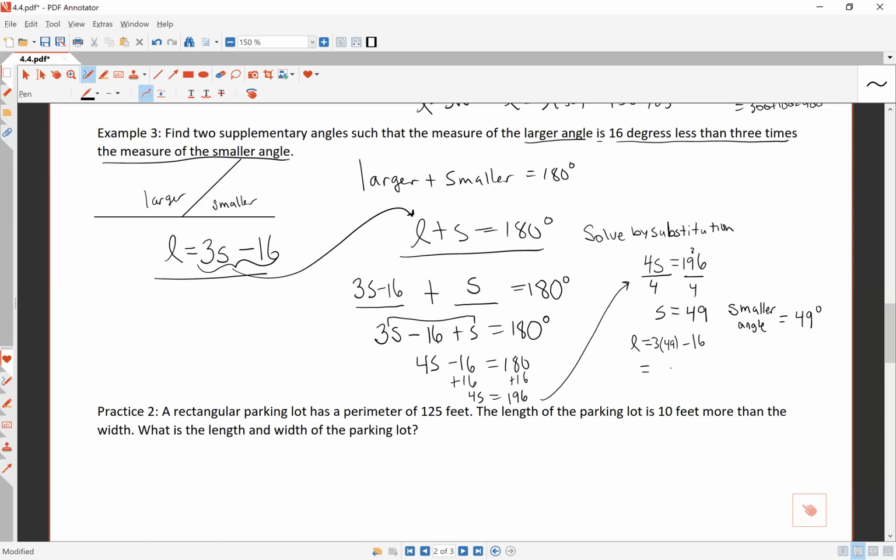3 times the smaller, 147, minus 16 is 131. So the larger angle is 131 degrees.